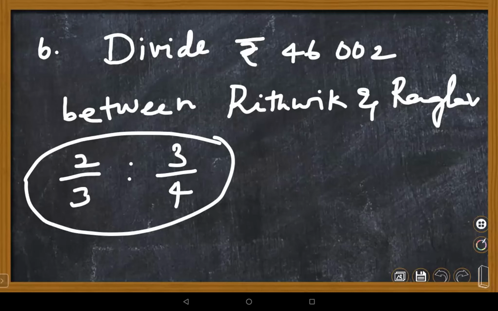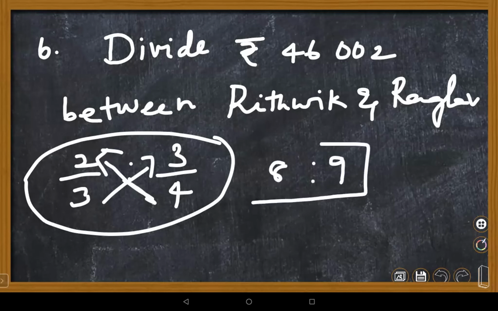Simple, children. If they are giving like that, you just do cross multiplication. That's all. Nothing to worry here. Ma'am, we can just simplify also, right, ma'am? No, just do cross multiplication. 4 2s are 8, 3 3s are 9. That means you have to divide in the ratio 8 is to 9. That's all. You need to divide into 8 is to 9 ratio.